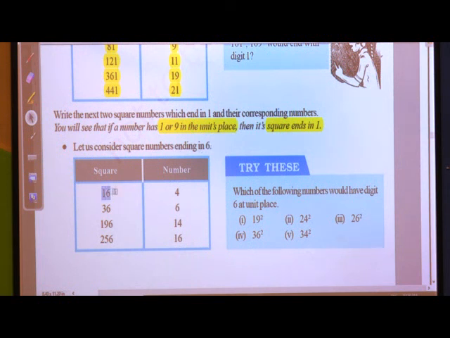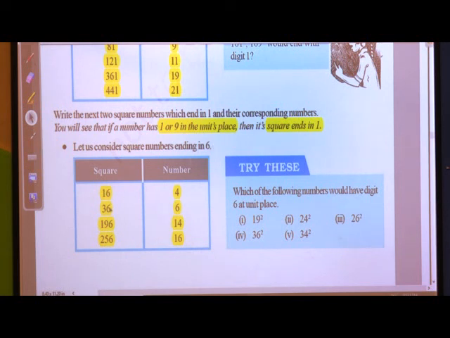Square is 16. What is the number? 4. 4 square is 16. If the number is 6, square is 36. If the square is 196, the number is 14. If the square is 256, the number is 16. What do we consider? Consider square numbers ending with 6.